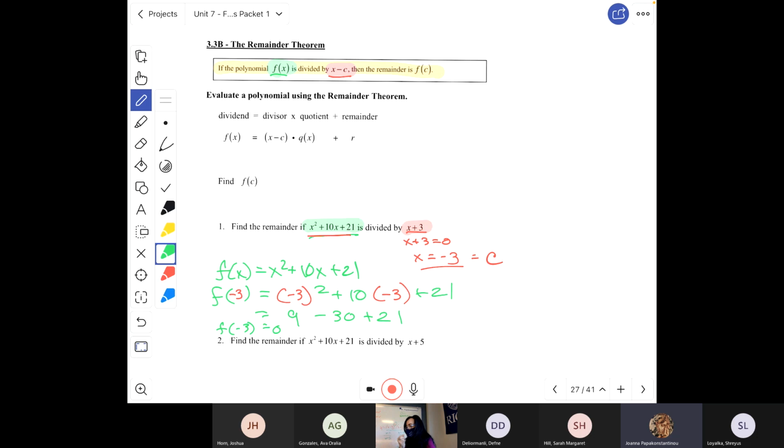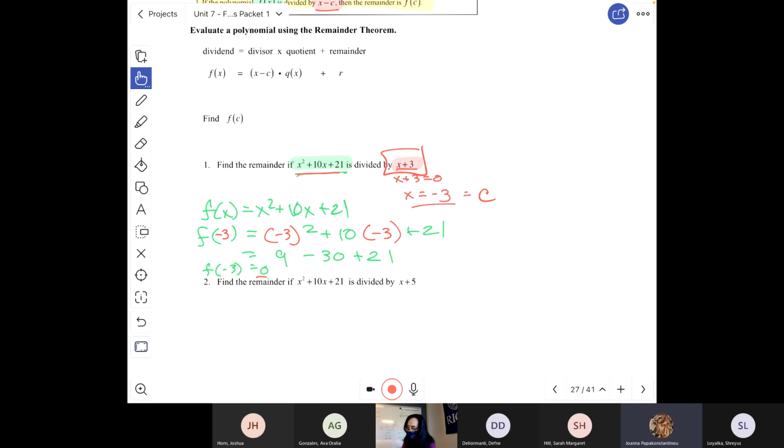Now, could I use synthetic division to test this theory? Absolutely. Why can I use synthetic division? Because I'm dividing by a linear binomial. So that means when I do synthetic division, that remainder should be 0, because that's what I just showed. I could also do long division and I could see that the remainder is 0. So you might want to do that for fun, for kicks.